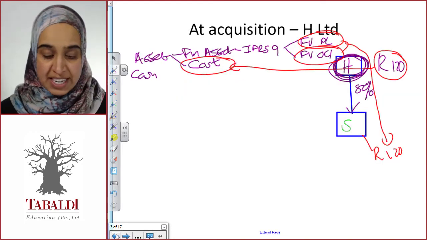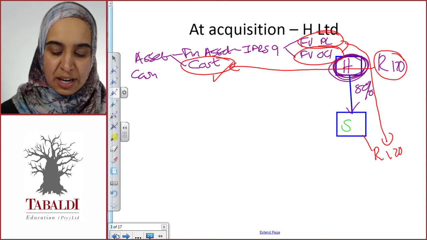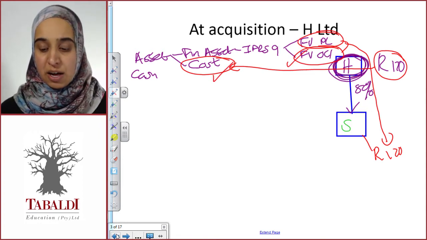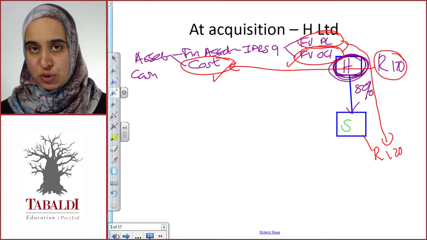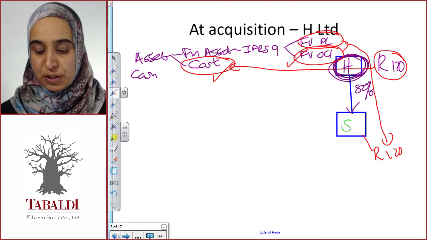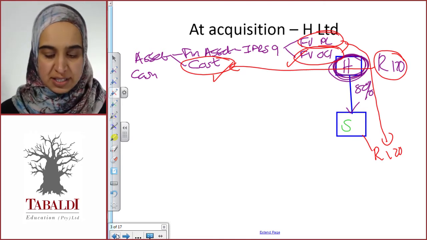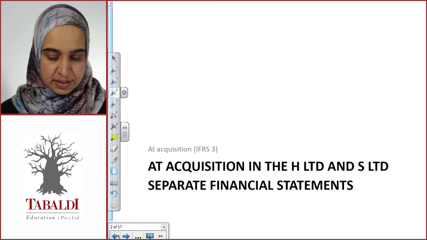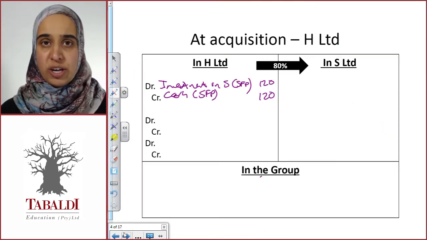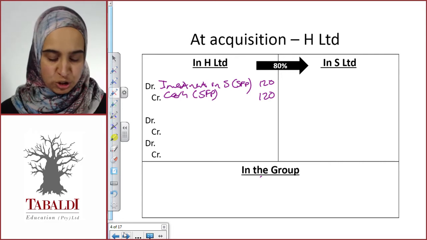Now, for purposes of tests and exams, you're going to mostly encounter cost or fair value through OCI as the two types of accounting treatment that H is going to use to account for its investment in S. So we're going to just go through an example using OCI. Obviously, if it's at cost, once this journal is done, you are done. All you have to do is then consider impairment in future years.